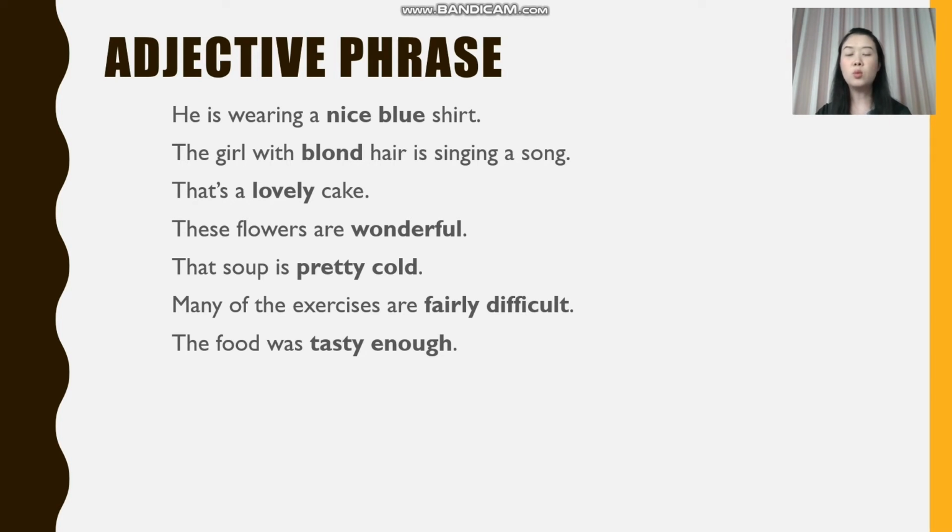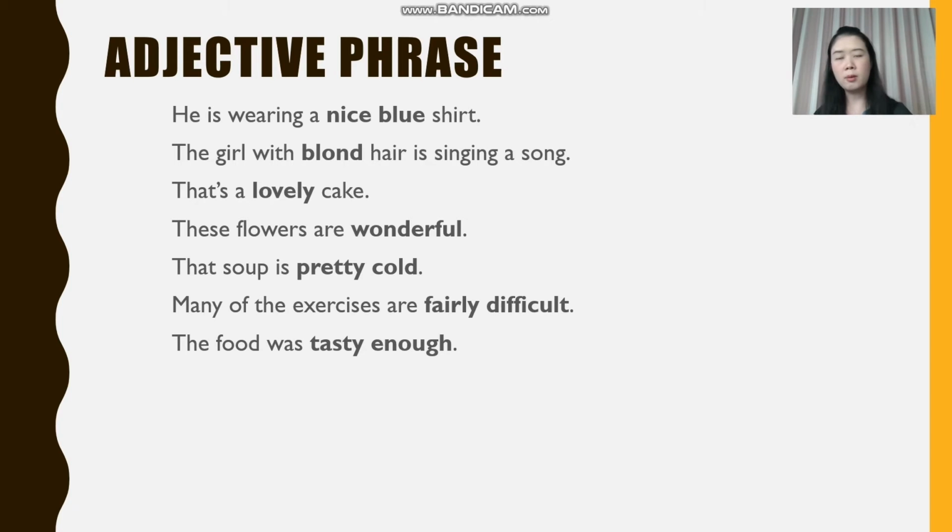Okay, the food was tasty enough. What about this one? We have the word tasty and we have the word enough. Which one is the head word for this adjective phrase? This one is a little bit different from others because if we are using the word enough to modify something, it depends, right? But here we are using the word enough to modify the adjective, and that is after the word tasty, or after the adjective. The word tasty is the head word of this adjective phrase, and we have the modifier that is an adverb of degree, that is the word enough.